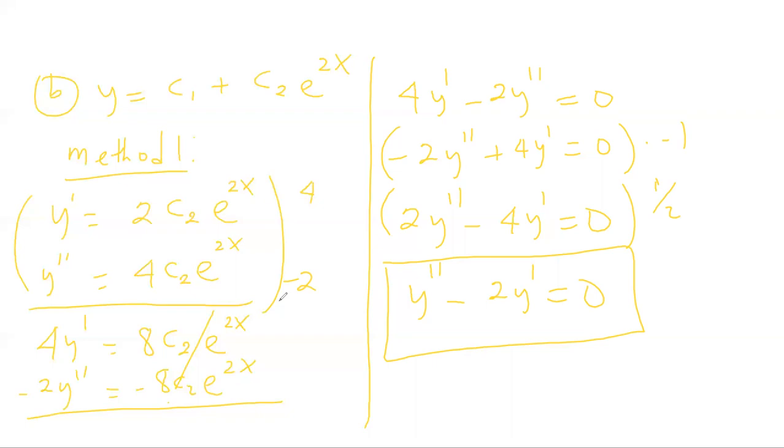All right, so let us use the matrix to check our answer. So we know that our answer is y double prime minus 2y prime equal to 0. So I'm going to erase this, and then we use method 2, talking about the matrix.